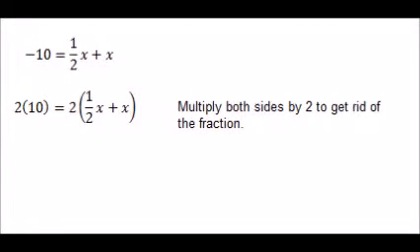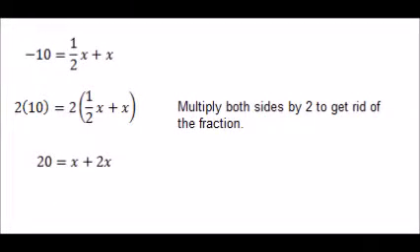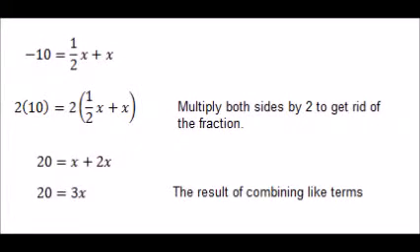To get rid of the 1/2 in the equation, we'll multiply both sides of the equation by 2. We'll next simplify the right-hand side by distributing the 2. And voila, no more fractions. Next, we'll simplify by combining like terms on the right-hand side. Finally, we'll get rid of the 3 by dividing by 3 on both sides.